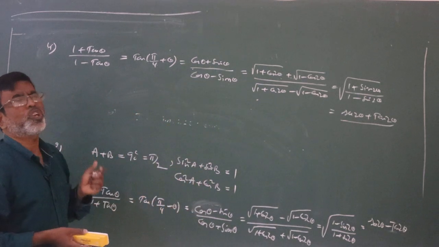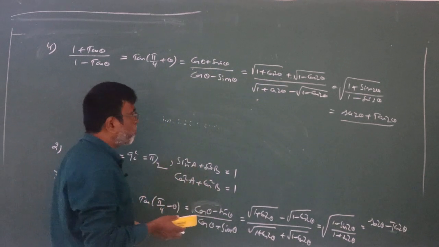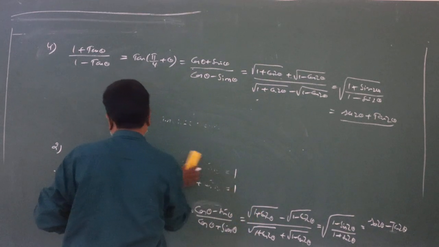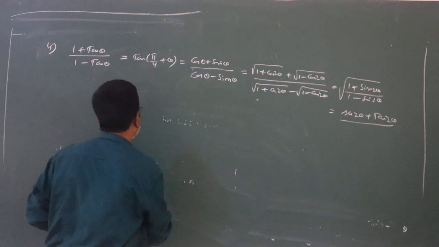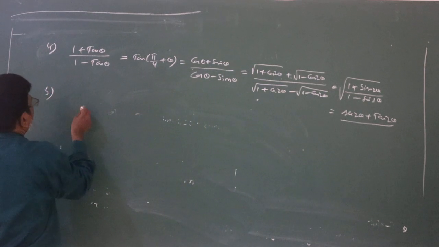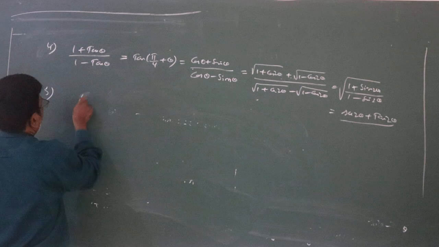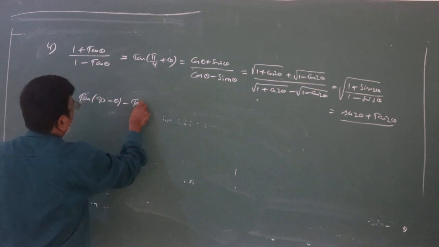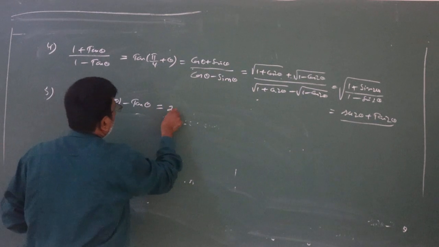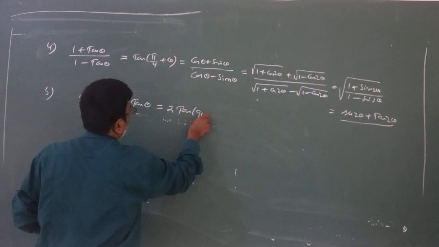Now let me explain one more shortcut, a very important one, the fifth one. Suppose tan of 90 minus theta minus tan theta equals 2 tan of 90 minus 2 theta.